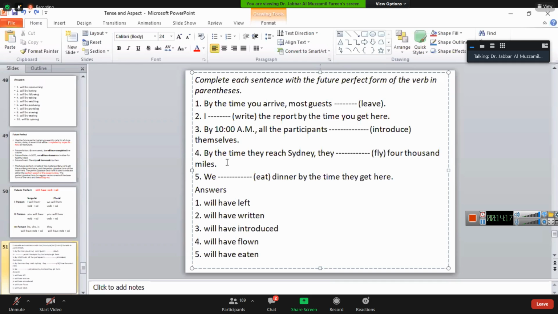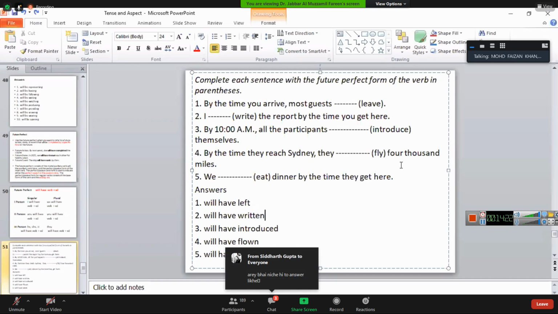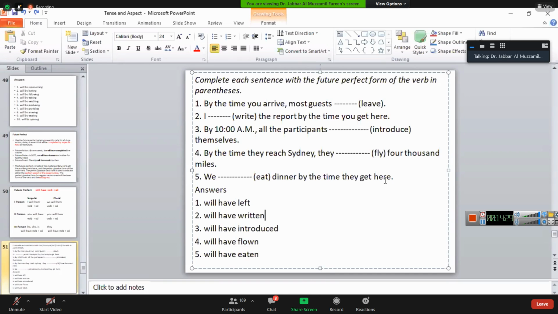By the time they reach Sydney, they dash fly. They will have flown. Flew or flown? Flown. Okay. Because in this particular example, I have taken more irregular verbs just to make you aware about the use of irregular verbs. So fly, flew, flown. We are not taking flew here, we are taking flown, because it is a participle, because it denotes the passive.